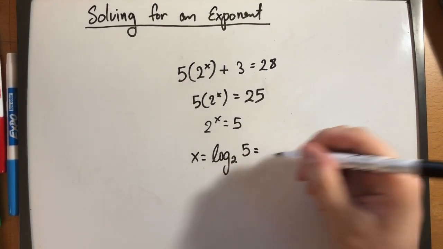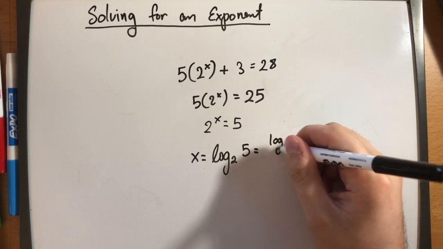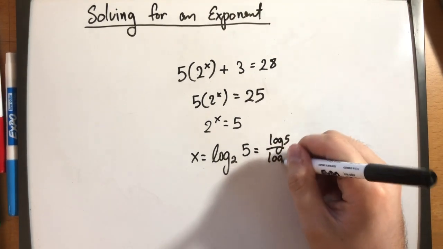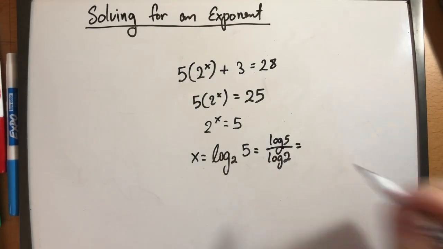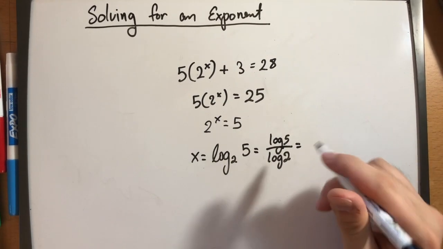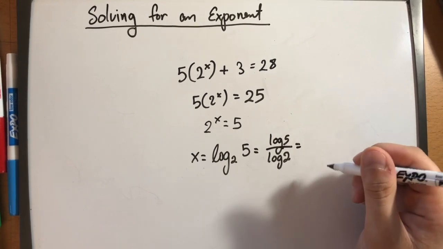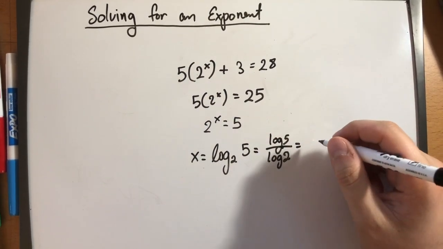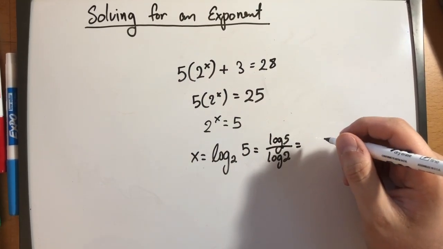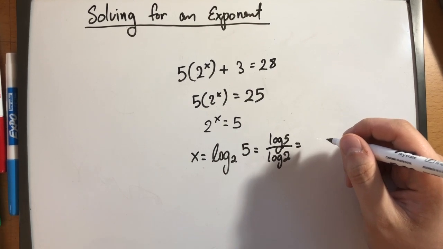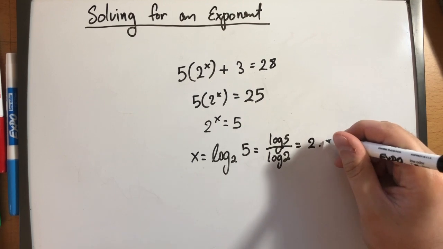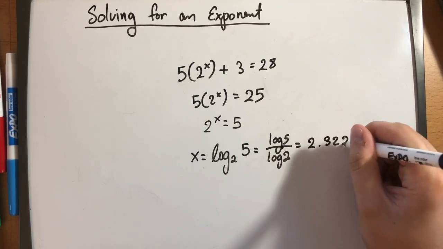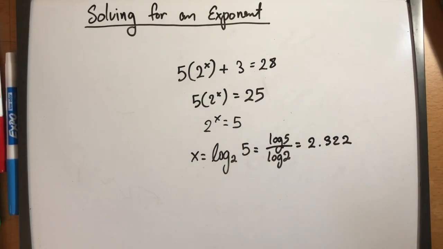So to solve this, we can use our calculator. So log 5 divided by log 2. Again, using the change of base. Or remember, you could do natural log as well if you want, but it doesn't make a difference. So if we were to do this on a calculator, we would get 2.322, approximately. That would be the final answer.